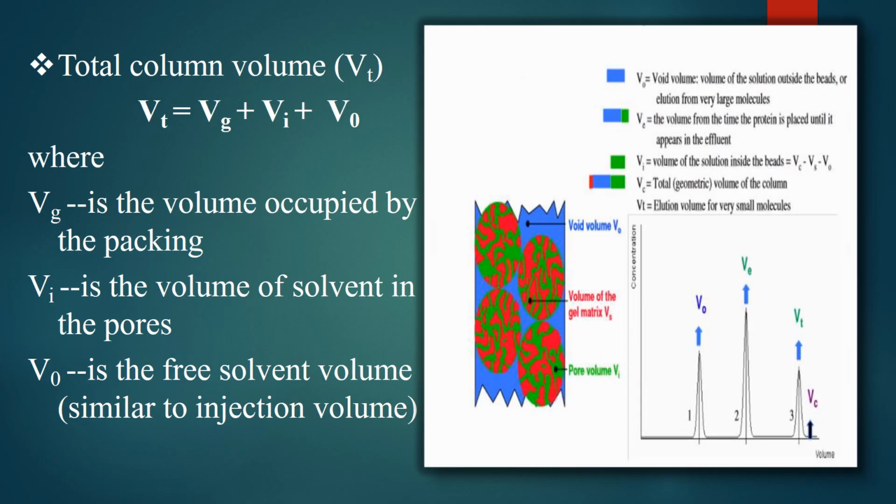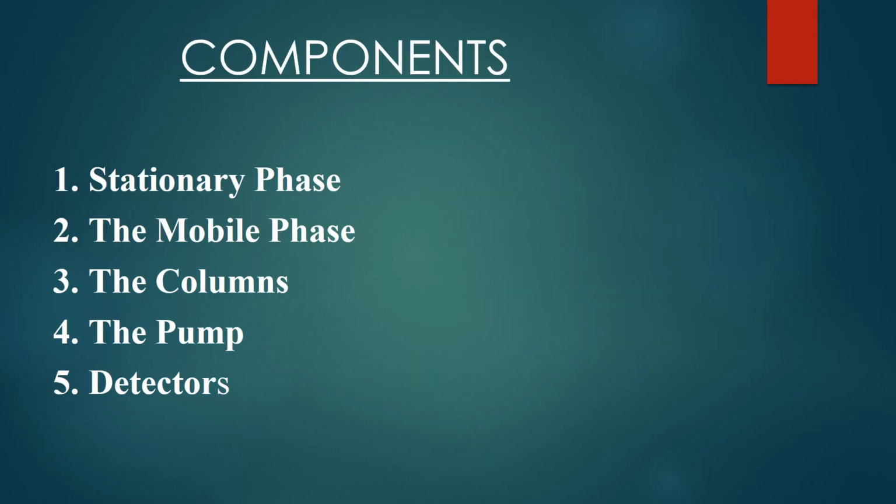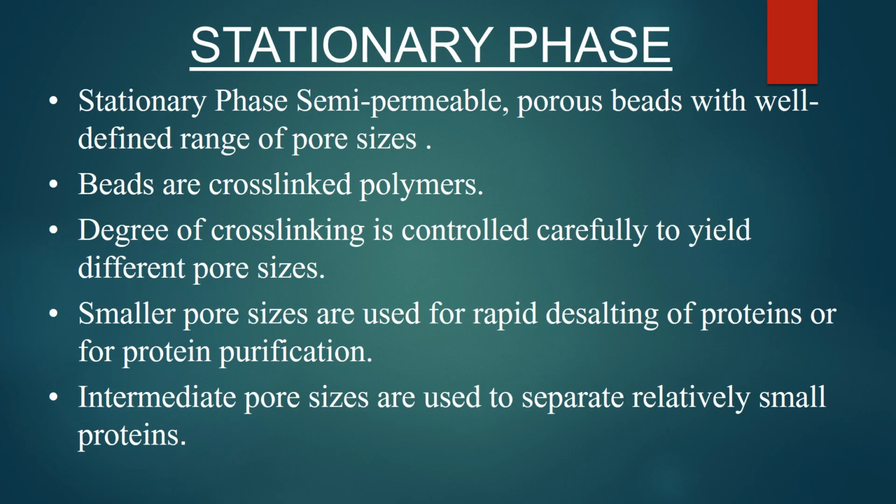The total column volume Vt equals Vg plus Vi plus V0, where Vg is the volume occupied by the packing, Vi is the volume of the solvent in the pores, and V0 is the free solvent volume, similar to injection volume. Now the components. The components are stationary phase, the mobile phase, the columns, the pump and the detectors.